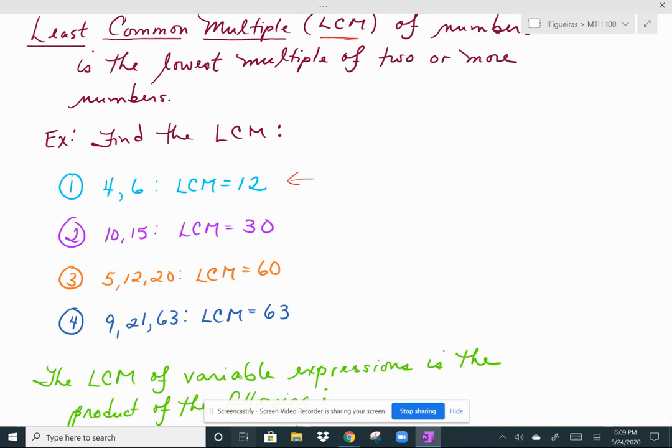The lowest multiple for 10 and 15 is 30. The lowest multiple for 5, 12, and 20 is 60. And the lowest multiple for 9, 21, and 63 is 63.